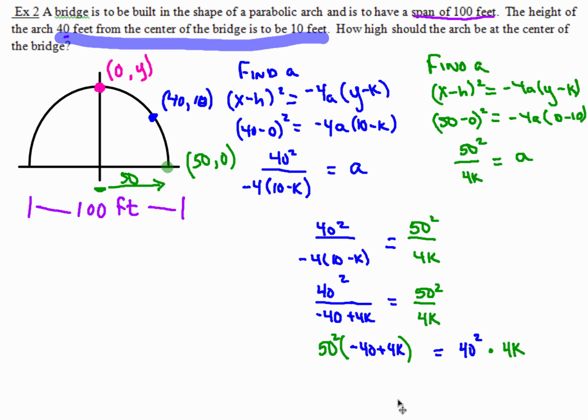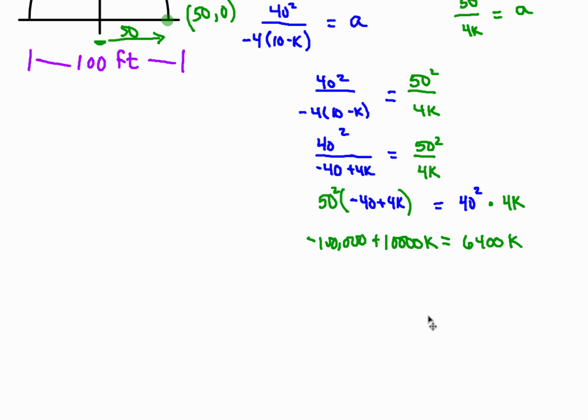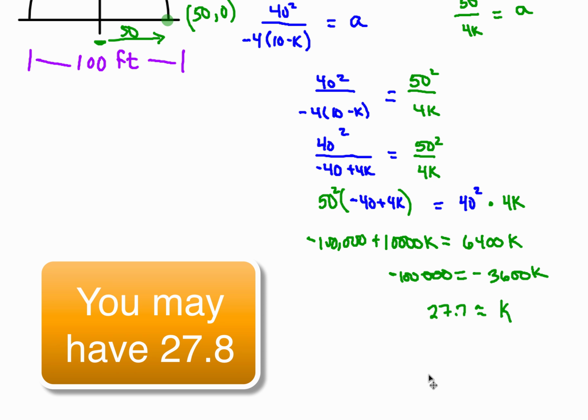Now when we cross multiply, we end up with this step. Now when we distribute the 50 squared through, whoa, we get a big old whopping number. And this is where you have to be careful, because you get negative 100,000 plus 10,000k equals, and then 40 squared times 4k just gives you 6,400k. Now from here, we're just going to solve this thing for k, right? So negative 100,000 equals negative 3,600k. And when we do our division, we get about 27.7 for the value of k.